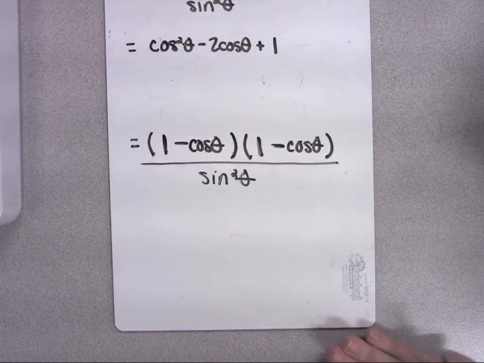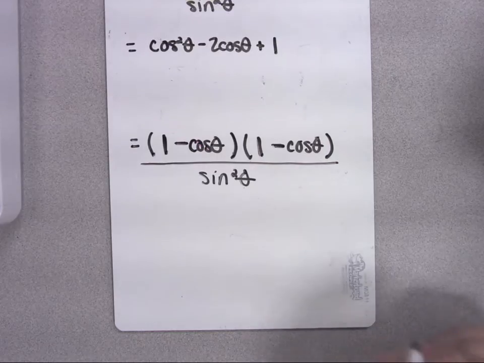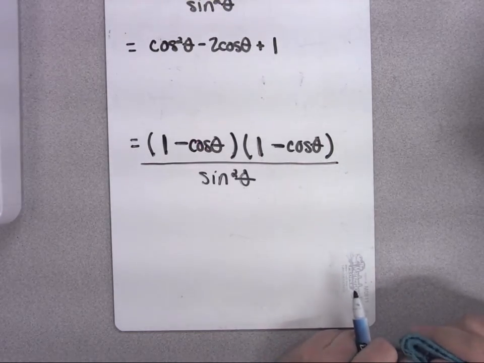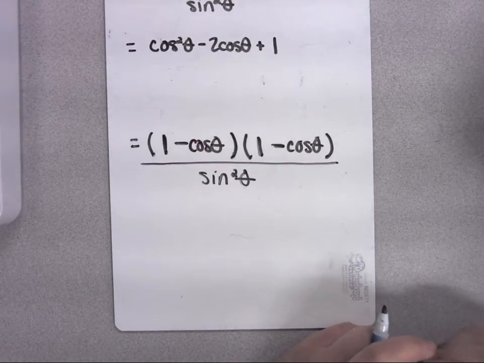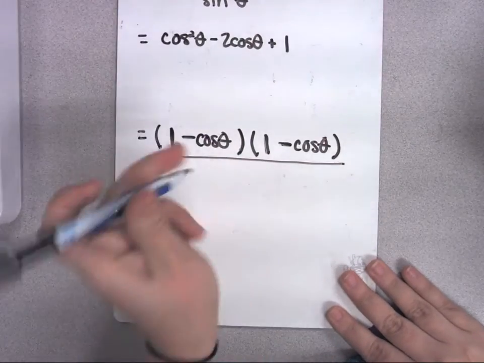The top is the same thing as 1 minus cosine squared. No, that's not right. You're close. You're really close. What does sine squared turn into, Isaac? Pyth.